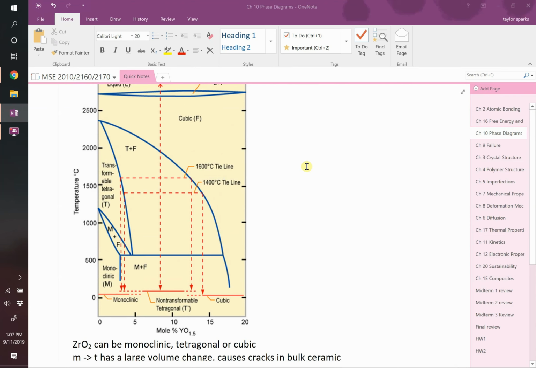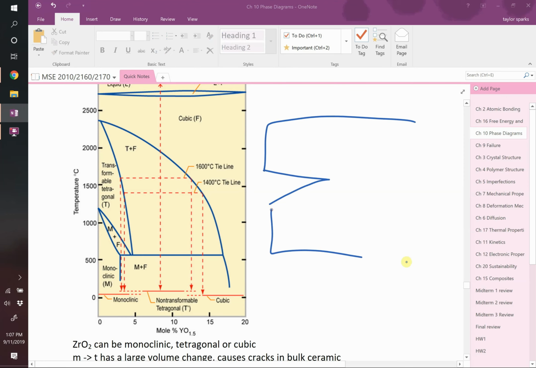But that process involves a change in volume. Right? These phases don't have to occupy the same volume. And in this case, it has to expand a little bit. So this is amazing. What happens, let's say you've got a ceramic, right? And there's a crack tip. Right? So this is your material.